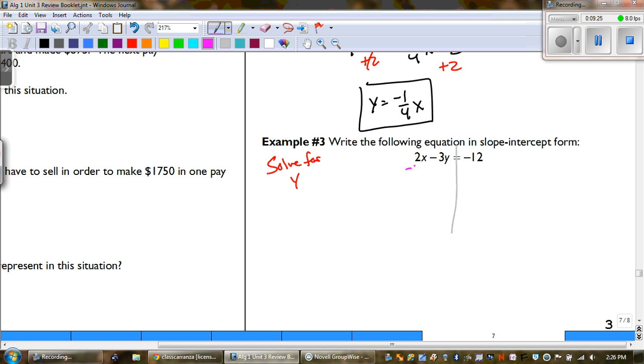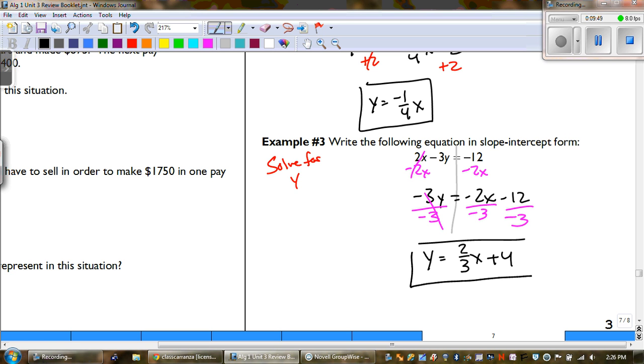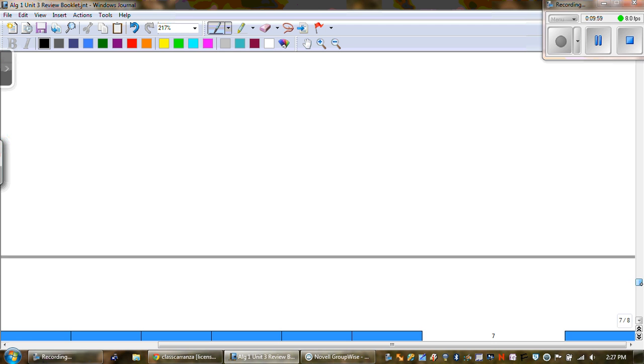Okay, so we have to subtract 2x to both sides, and we get -3y equals -2x minus 12. You have to be very careful with your negative signs here. And then we get y equals 2/3 x plus 4. All right.